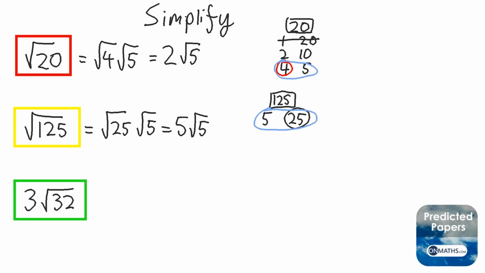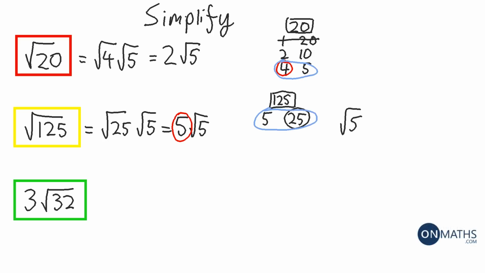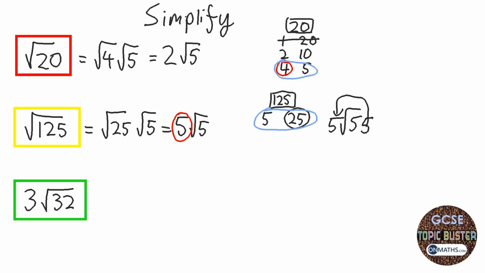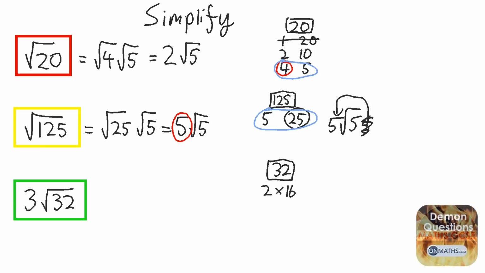Now the reason we put the square number first is the number always goes before the surd. If we put the number after the surd, if we put 5 root 5 the other way around, it kind of looks like root 55 if we're not careful. So we always make sure the number goes at the front, not at the back. Now this last one, what I do is I just completely ignore the 3 before the root 32. So I'm just looking at 32 for now. Now again, I know that 2 times 16 is 32 and 16 is a square number. So the factor pair is 2 and 16.